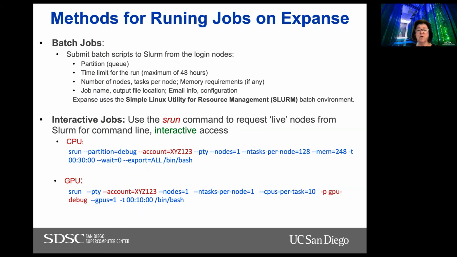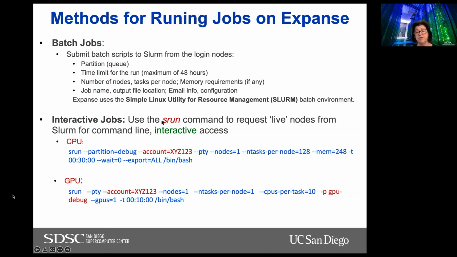So you would just do 24 tasks on that one node. You may need to describe your memory requirements as well. You need to know your job name, where you want your data to go, and you may want to have information emailed to you so you can track your job. We use the Simple Linux Utility for Resource Management, Slurm. Yes, they chose that name on purpose. And so there are batch jobs and then there are interactive jobs. These are the two kinds of jobs you can use.